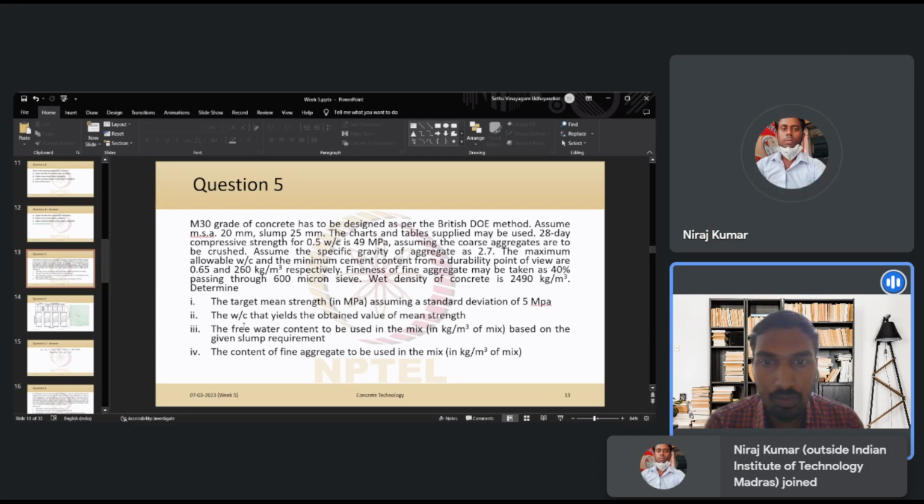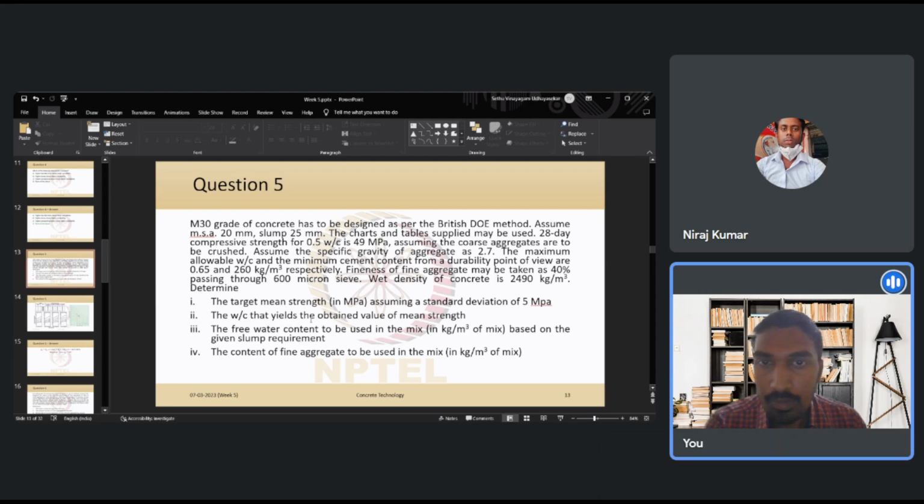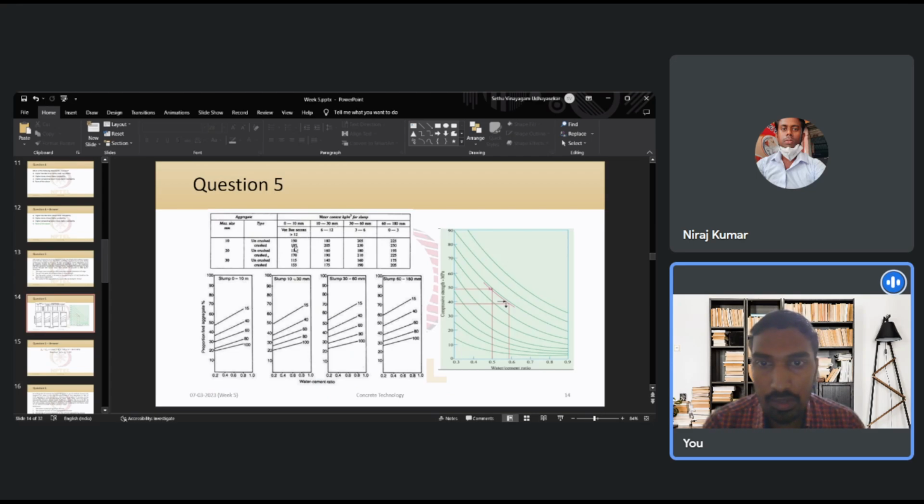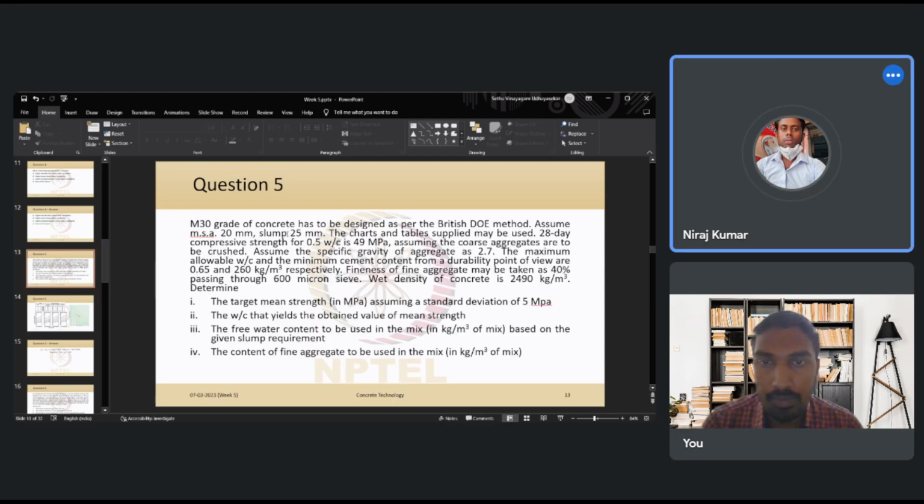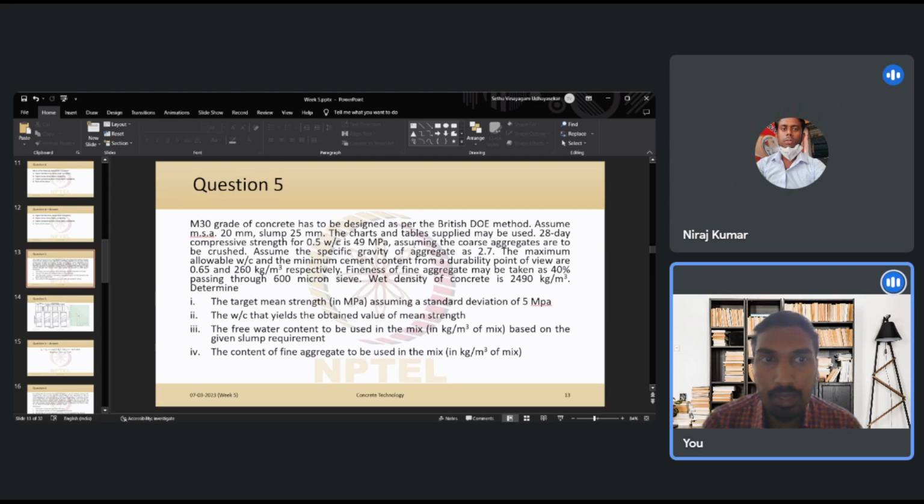The third quantity that we want to find out is the water content that we should add, based on the slump requirement, right? So to attain a slump of 25 mm, what will be the water content necessary? To do that we need to use this particular table. We know the slump requirement, and we also know the type of aggregate that we are using. So the slump requirement is 25 mm, and the aggregate is crushed aggregate with a maximum size of 20 mm, right?